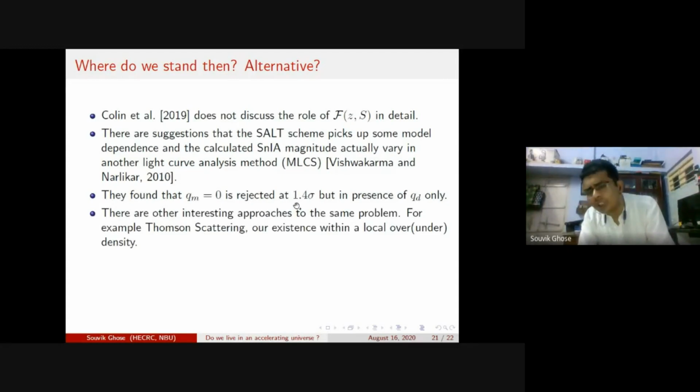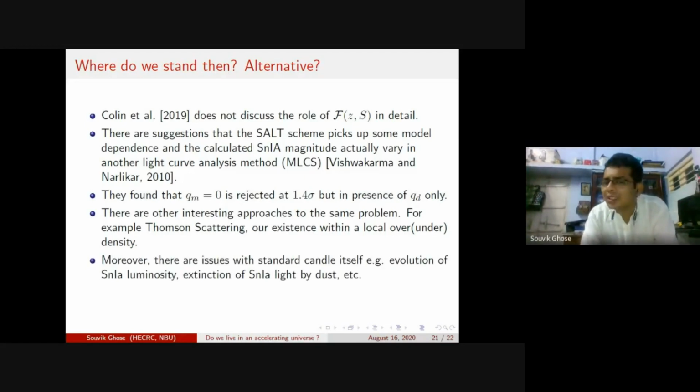There are, however, other alternative approaches. For example, there are papers which show that Thomson scattering may be responsible for the observed acceleration to some degree. And there is lots of work with void models, considering local over or under density because of the existence of a bulk inward or outward flow. That means, simply put, it suggests that we may be located in a region of local over density or local under density. There has been lots of work.